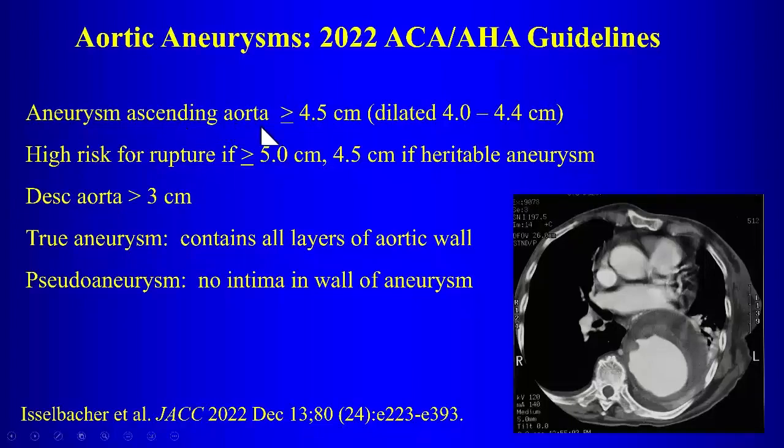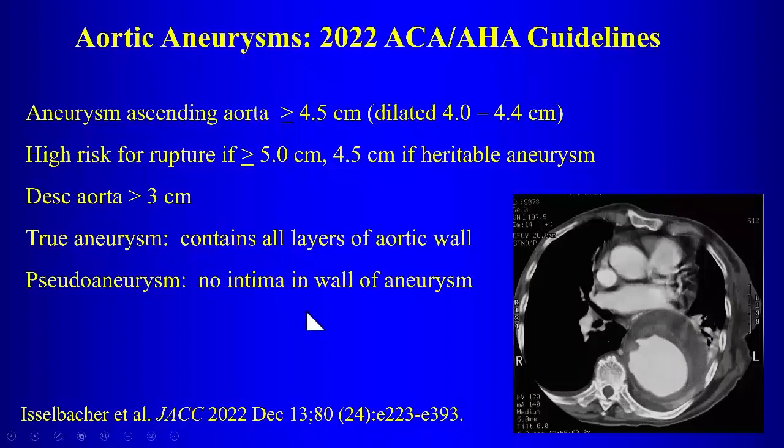So an aneurysm of the ascending aorta now is defined as greater than or equal to 4.5 centimeters in diameter. If it's between 4 and 4.4 centimeters, then we can refer to it as dilated. But once we get to 4.5, we can call it an aneurysm. There's very high risk of rupture once it gets to 5 centimeters and greater. If you're dealing with congenital syndromes like Marfan's, then 4.5 centimeters is the number where the risk of rupture goes up. For the descending aorta, the aneurysm is greater than 3 centimeters.